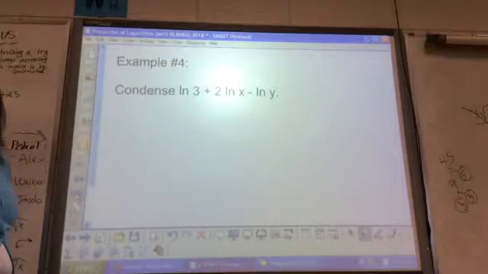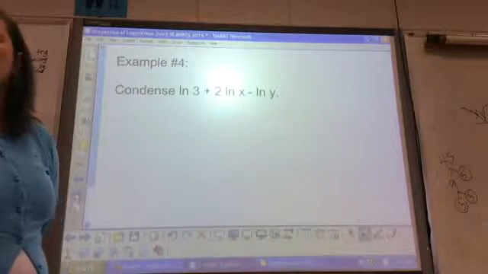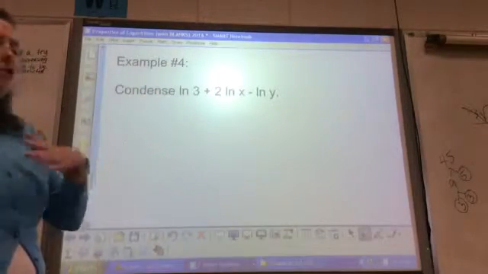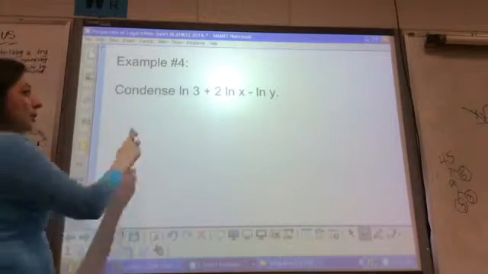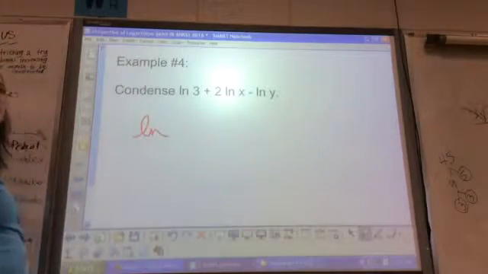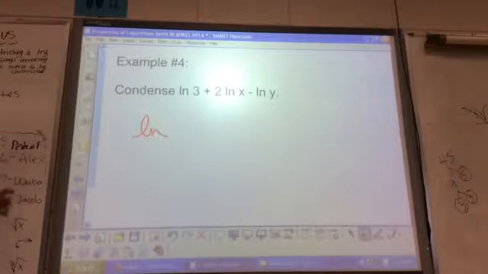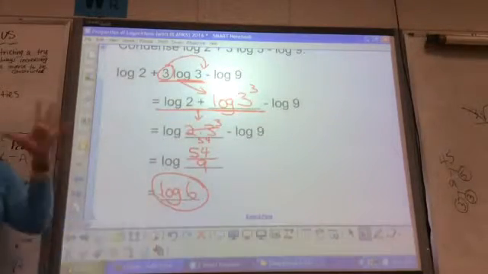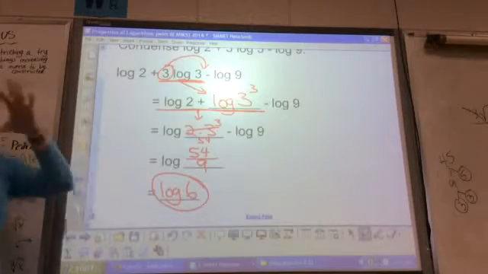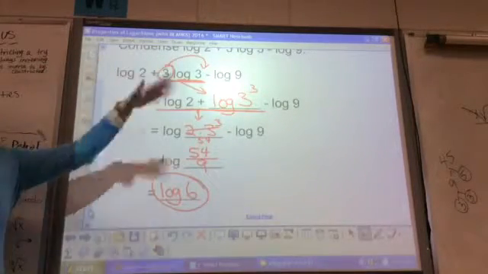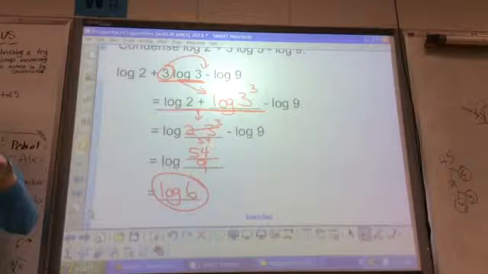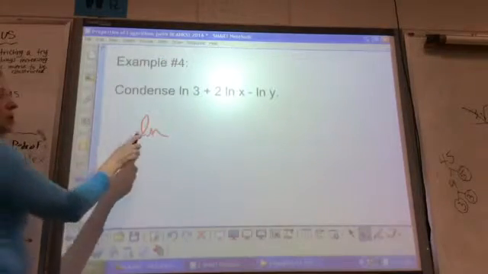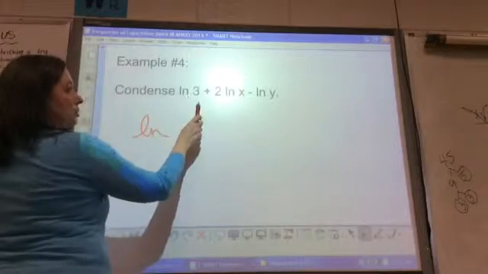All right. Now, it doesn't matter if it's log or if it's ln. This is natural log. Doesn't matter. You're still doing the same thing. Only difference here, I'm going to say ln. And by the way, notice, when I end up in my answer, I say log one time versus expanded is log, log, log, log, log. Condensed is log answer. That's it. Okay? So ln, now let's look.